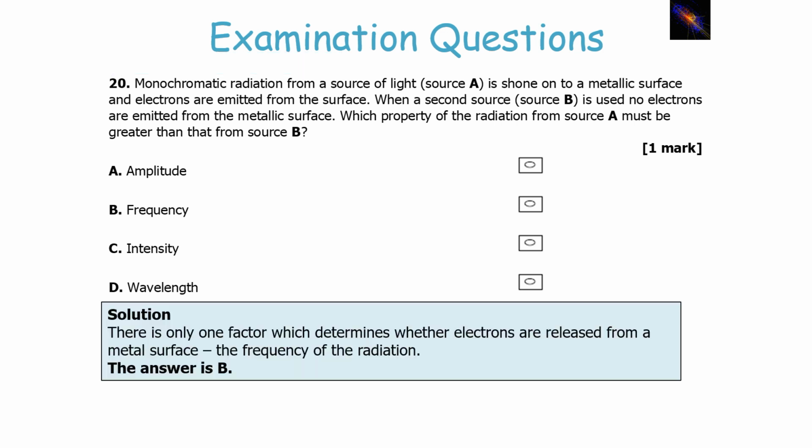Now there's only one factor which determines whether electrons are released from a metal surface: the frequency of radiation.